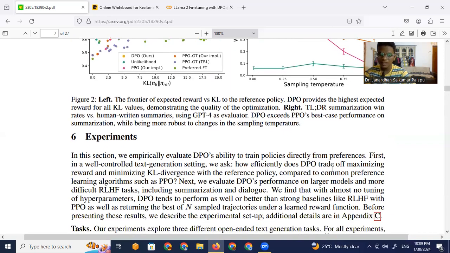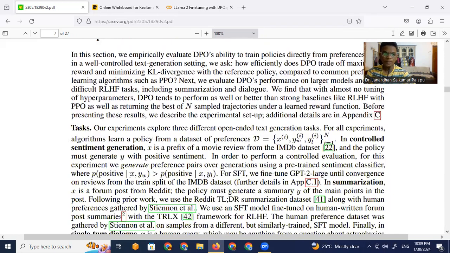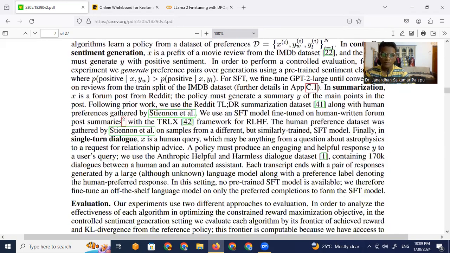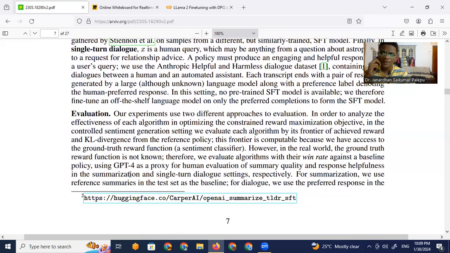And the main thing that I want to get here is the experiments part. They proclaim that they have done some experiments on 3 setups. They had 3 tasks essentially. One is controlled sentiment generation, predicting the sentiment of a text. Then the second task is summarization, summarizing content. And third, question answering, single turn dialogue, predicting the next word. So they maintained these setups, and they have evaluated.